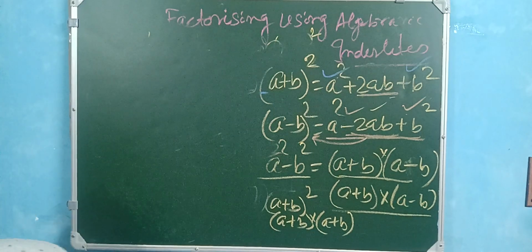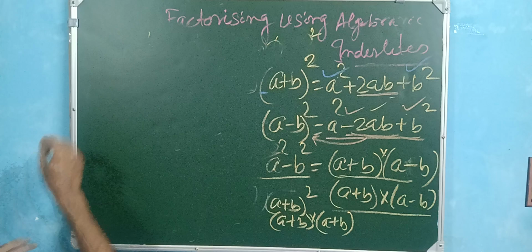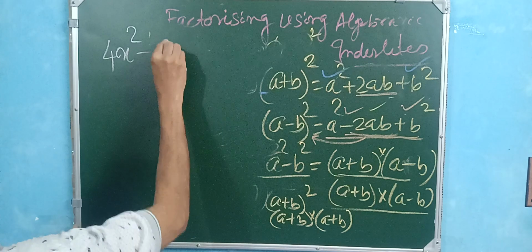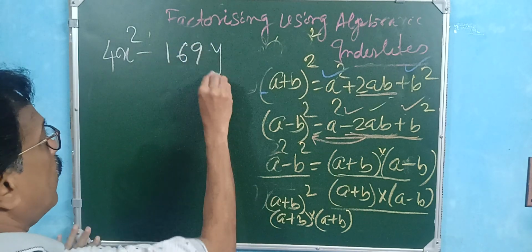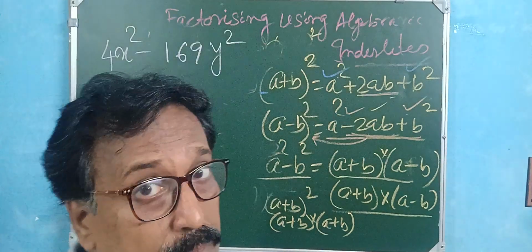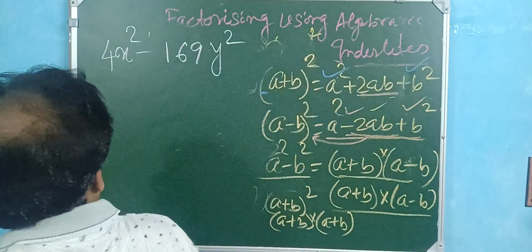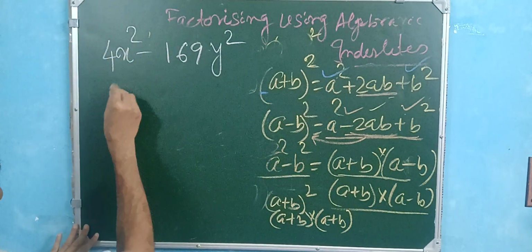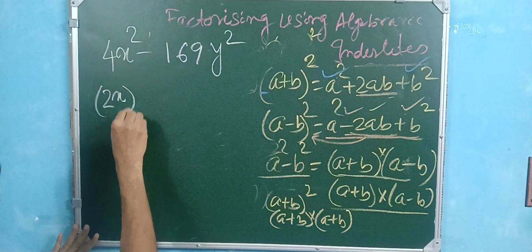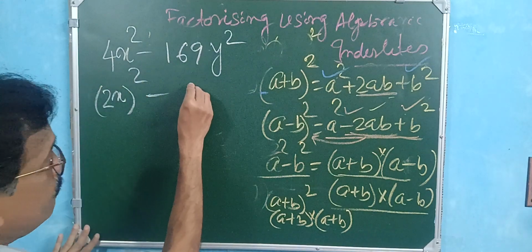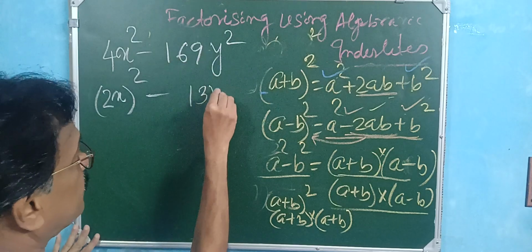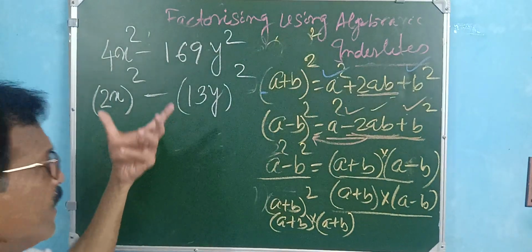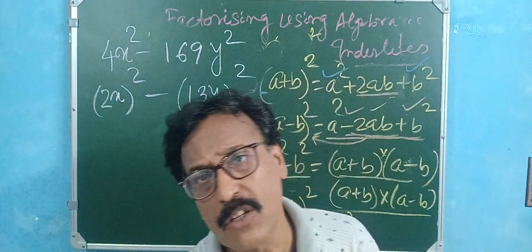This is 4x square minus 169y square. Now, very interesting. You arrange it in the form of a square minus b square. 4x square is 2x whole square, no problem at all. And 169 means 13, 13 into 13 is 169. Y square is y whole square. So now in the form a square minus b square, if you arrange it the proper way, the answer will automatically come.